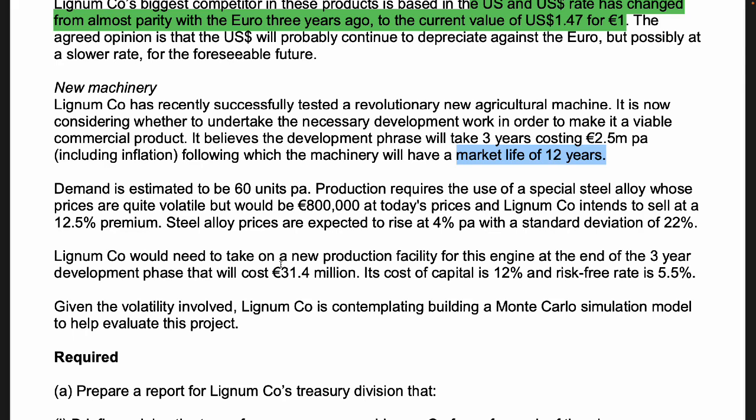It costs 31.4 million, with a 12% risk-free rate, at the end of the 3-year phase. So that is my exercise cost. If I want to take this deal, I have to spend 31.4 million, if I want to go further with this product. Make sense? So that will be my exercise price on the third year.